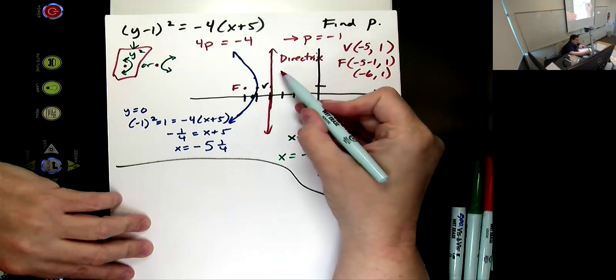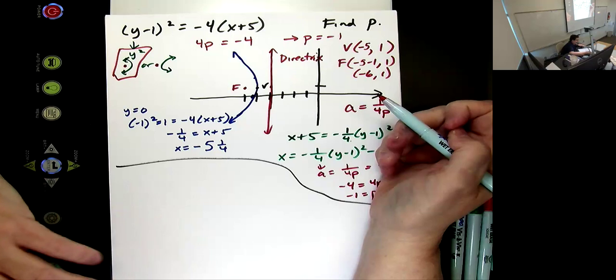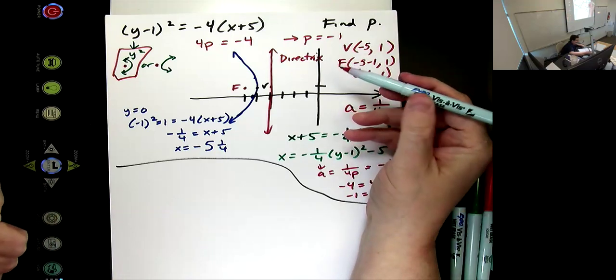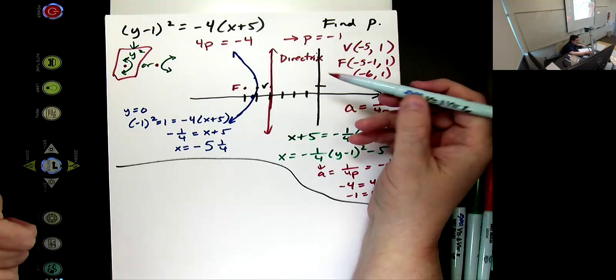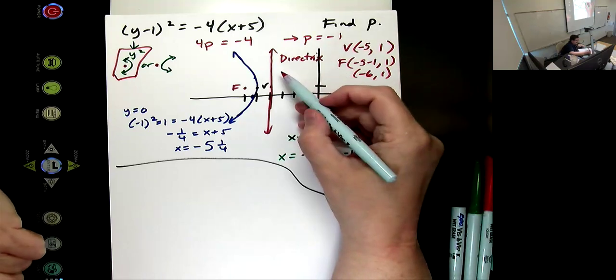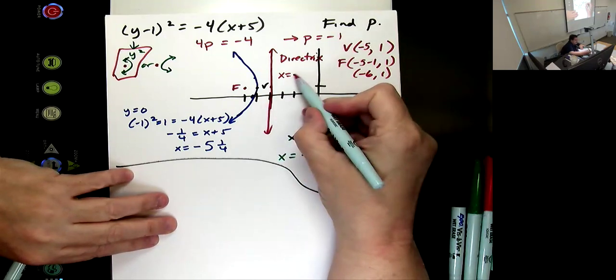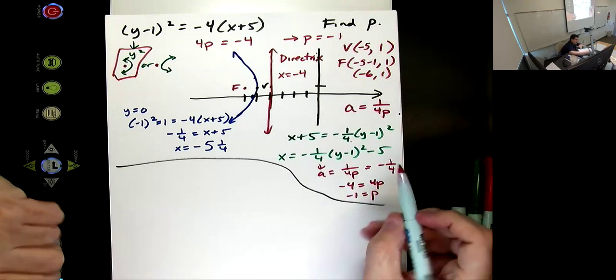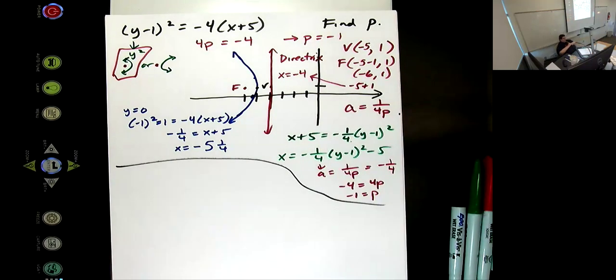What is this vertical line here? What's the general form of a vertical line? Horizontal was y equals. Vertical is x equals, right? And it's going through -4, or -5 plus 1. All right.